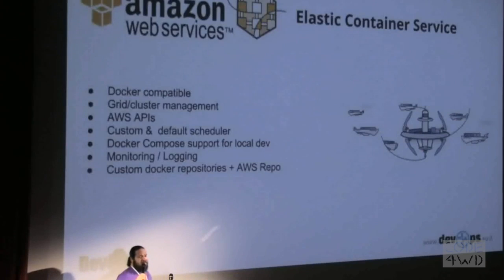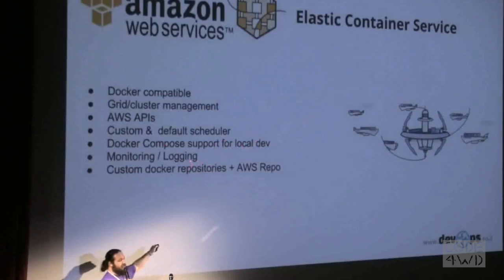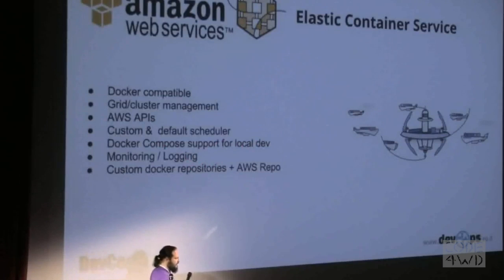If you're using Amazon already, you're familiar with their APIs and the structure of the command line, and the Elastic Container Service does something similar, but it's coupled to Amazon, so you cannot use it outside of Amazon. They did give local development support: you run ECS commands, but it actually uses Docker Compose in the background.